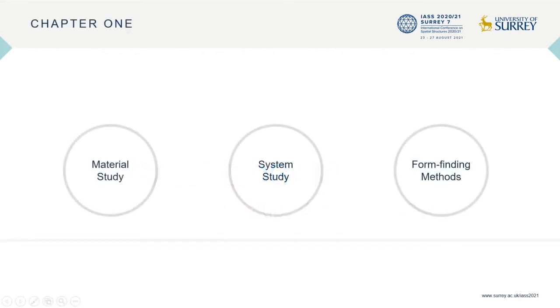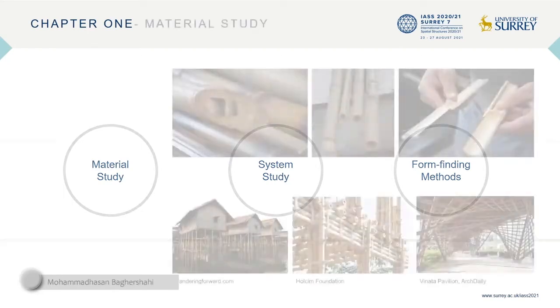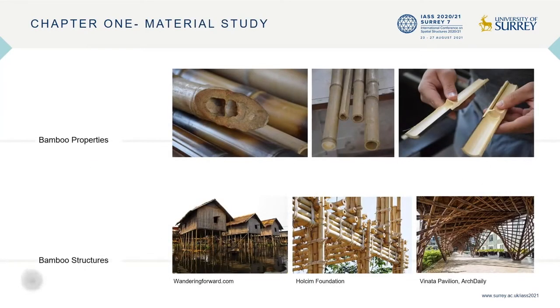Chapter 1 consists of 3 sections: material study, system study, and form-finding methods. First, a group was made responsible for investigating bamboo as a natural non-standard material, its properties, applications, and how it can be used for construction.